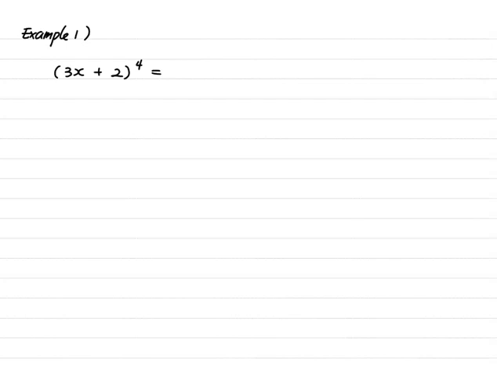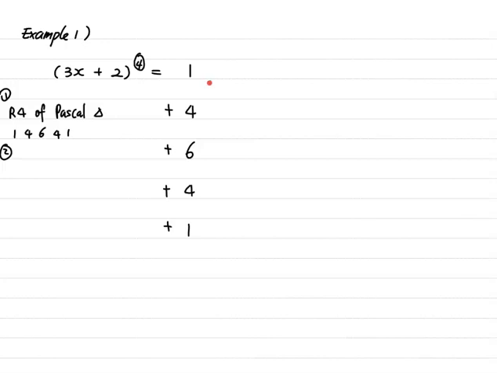Now, here's example 1. We have 3x plus 2, the whole thing to the power 4. Number 1, this power 4 tells us I need to focus on row 4 of Pascal triangle, which is the same as the previous question, which is 1, 4, 6, 4, 1. So I'm going to list these numbers 1, 4, 6, 4, 1. Again, I'm going to put plus in front of each number. I finish with my exponent, and then get the coefficient.